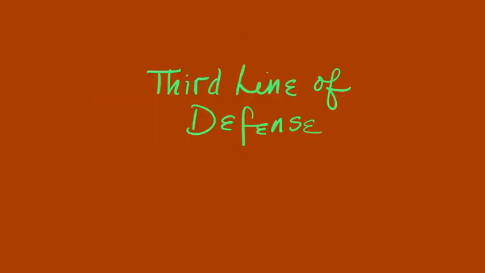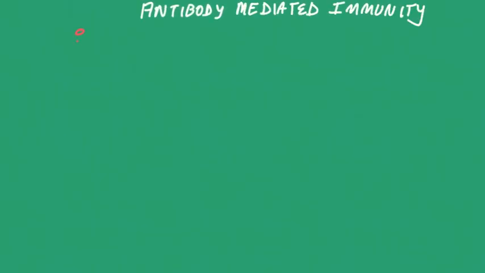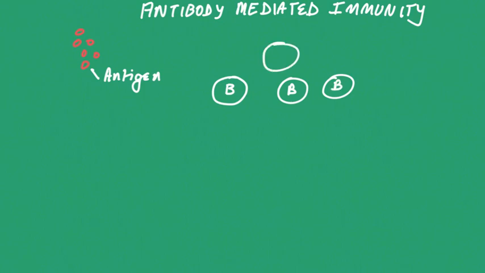For the third line of defense, we can look at antibody-mediated immunity. Let's imagine that a virus has entered the bloodstream. This is the antigen on top of the virus, and the goal is for the B cells to make antibodies that will exactly match this antigen. However, we have millions of different kinds of B cells, each with its own antibody. So to find the correct match between the antibody and the antigen can take many days.